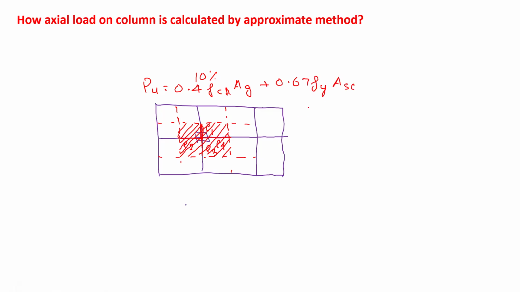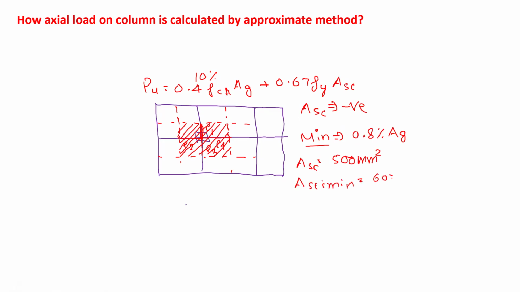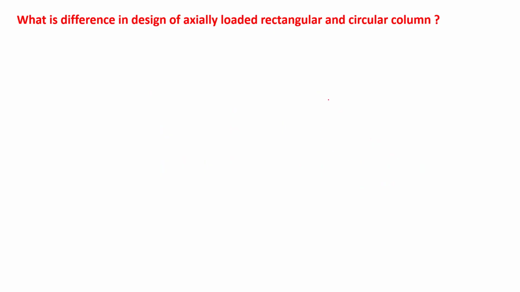If your column load is less, then you will get an Asc value that is negative. If you get Asc negative, then you provide minimum reinforcement that is 0.8% of Ag. You have to check your value of Asc with the minimum. If it is less than the minimum, means if you got Asc as 500 mm square, then in that case you have to check Ast minimum, and if it is 600 square, then you have to provide the maximum of the two as minimum reinforcement.